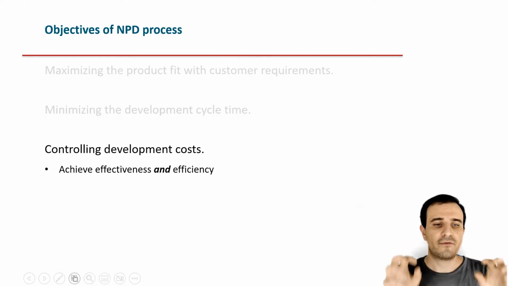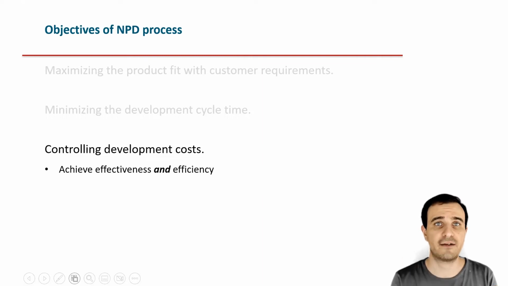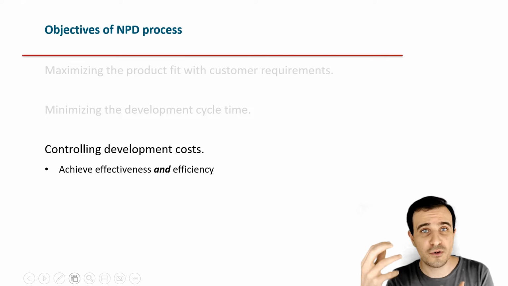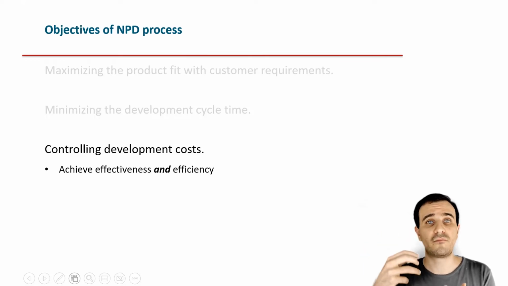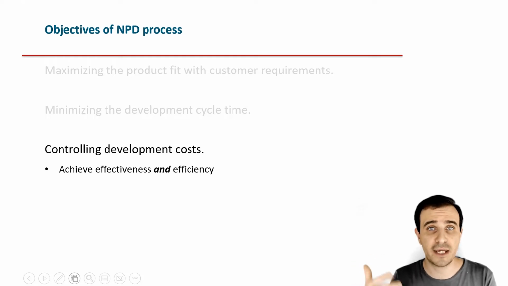The final objective of a new product development process is to control the development cost. So here we would like to achieve two main objectives. Effectiveness. Effectiveness means to make things right. And efficiency, which means to make things without wasting resources, with cost minimization whenever this is possible. So these are two different concepts.